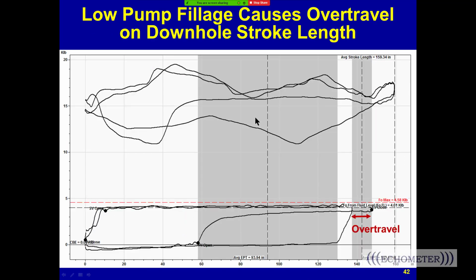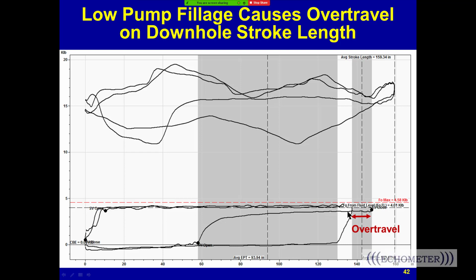And so if we look at the full card, which is right here, and look at the pumped off card, which is right here, we see this much additional downhole stroke when the pump's not full. Well, why is there this much additional downhole stroke? Well, because the plunger velocity is a lot faster right here, and the faster the plunger velocity on the downstroke is, the more downhole stroke you have.